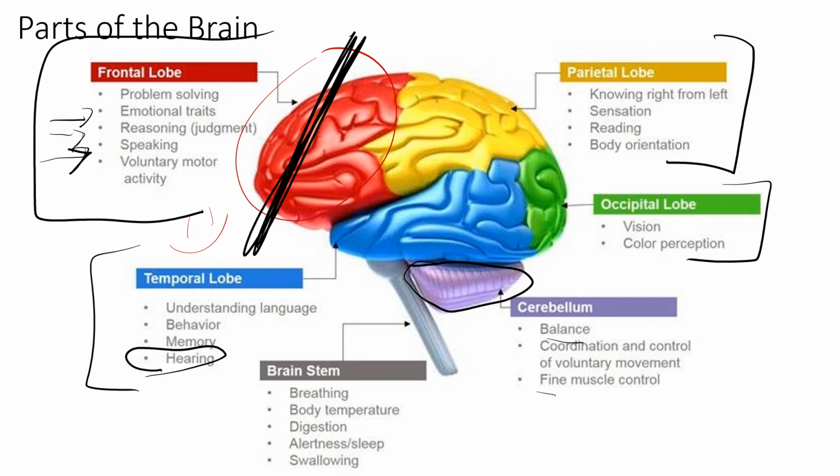Brainstem. Okay, this is going to control your breathing, your body temperature, digestion, alertness, and swallowing. So this is a lot of functions that have to do with your peripheral nervous system as they come up into your brain. So your brainstem's right here. That's the part of the brain here.